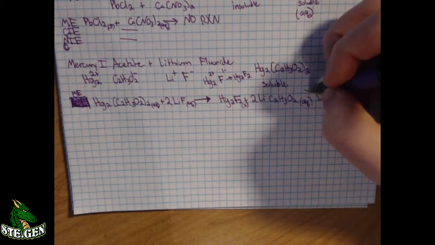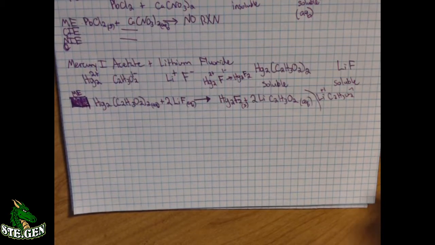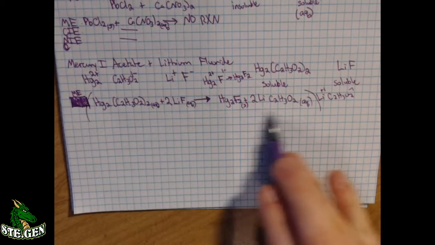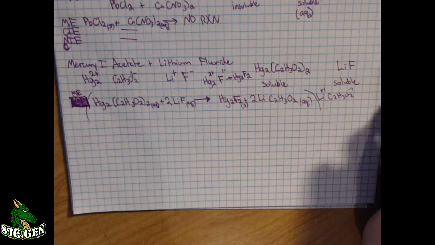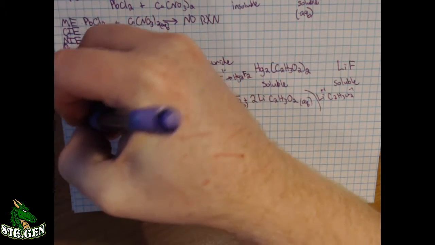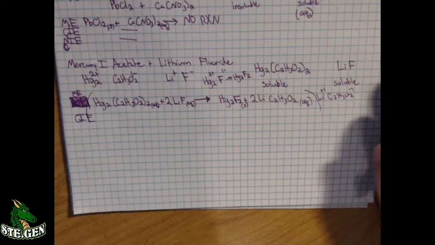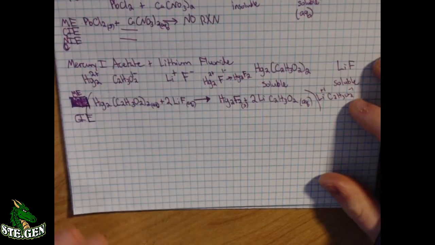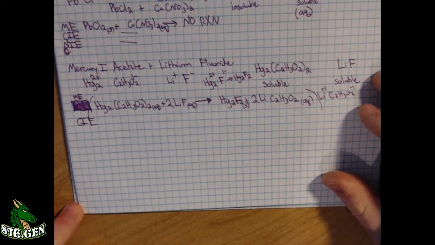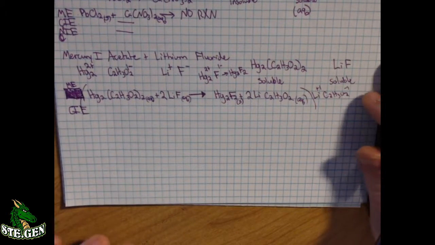If we ignore this chunk over here, because that's a separate thing, this piece right here is our molecular equation. Now we're going to do the most annoying part of this whole process, which is to convert this into a complete ionic equation. We're going to take account of every single ion that is in this reaction as it is currently situated.